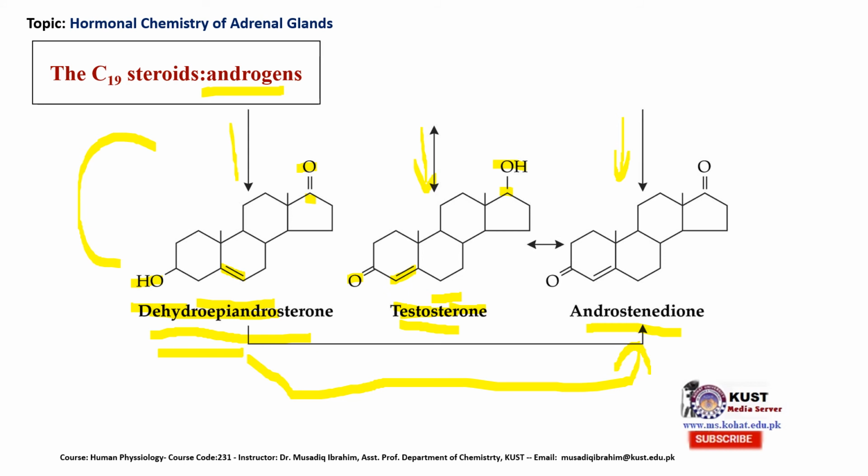Now if we compare testosterone with androstenedione, again the double bond oxygen is present at carbon number 3 in both hormones, and the position of the double bond is also the same in testosterone and androstenedione. But the only difference we can see is that at the 17 position we have a hydroxyl group in testosterone, while in androstenedione we have a double bond oxygen atom present at carbon number 17.